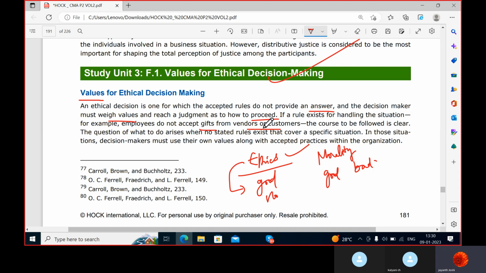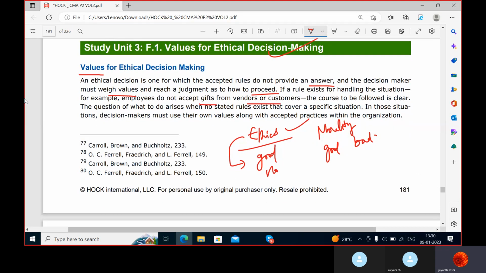So the question of what to do arises when no stated rules exist. Suppose your organization has set a rule that you should not accept any gifts from your vendors or any customer. There the rules are set and you follow them. But what if the rules are not there? Then of course you should have some inbuilt values, correct?